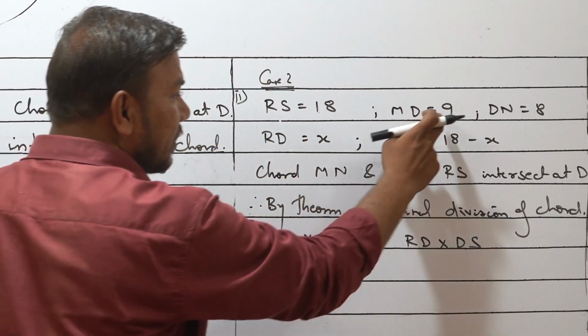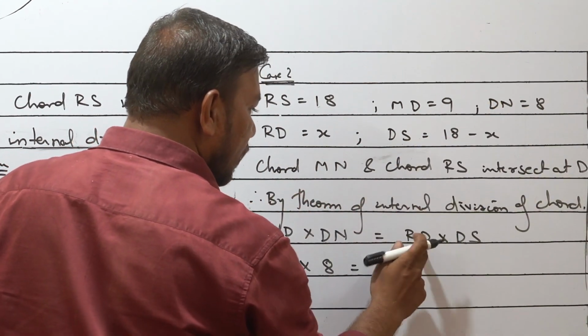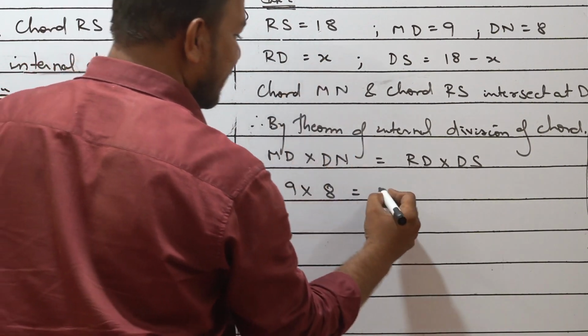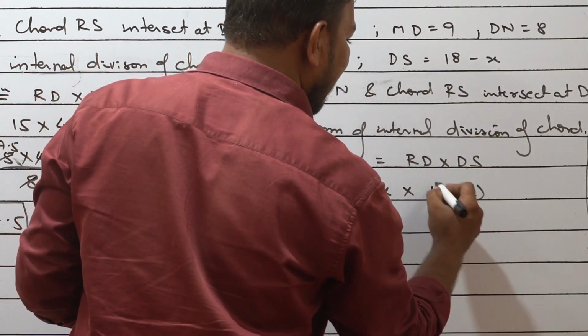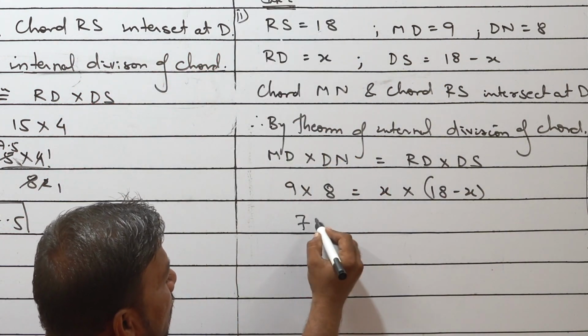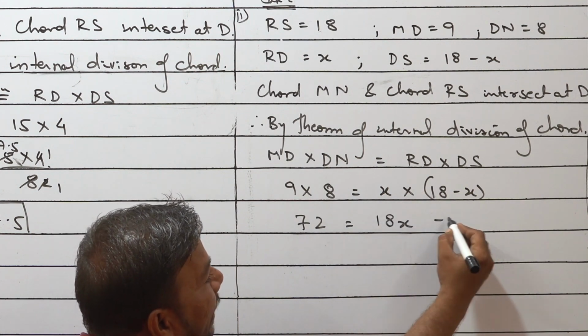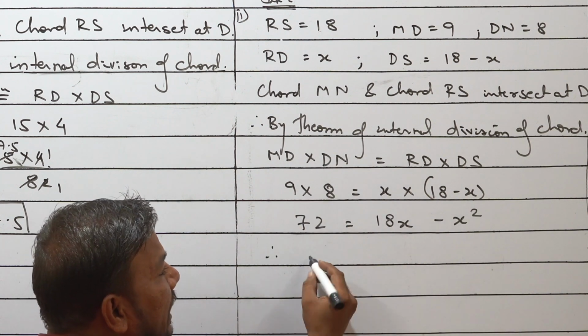What is MD? 9. What is DN? 8. What is RD? RD is X, into. What is DS? 18 minus X. Fine. Is that clear, all of you? What is this? 72. This is 18x minus x square. If this entire thing goes here, it becomes an equation.